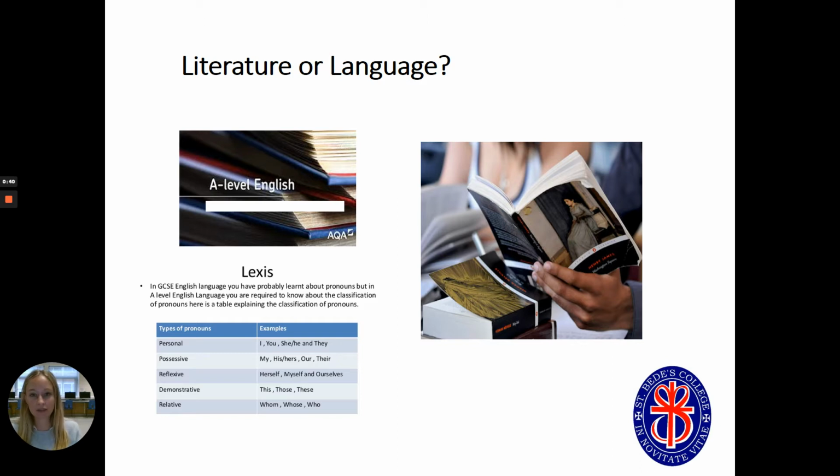Whereas with literature, that's your text, so you'd look at different novels, different plays, different prose, so that you can build your understanding of text throughout the ages.